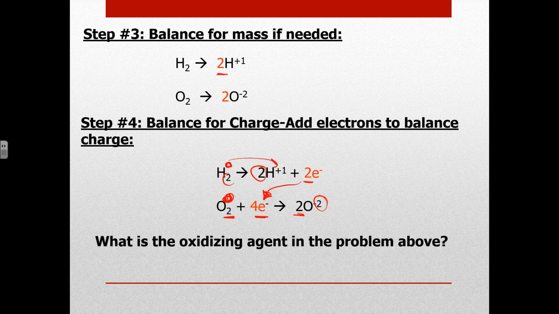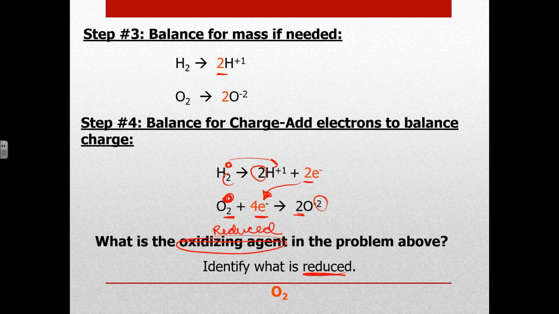What's the oxidizing agent in the problem above? Remember, anytime you see oxidizing agent, cross it out. Write what is being reduced, and that will help you get your answer. The answer is the O2. O2 goes from 0 to -2, so it is reduced, but is considered the oxidizing agent.